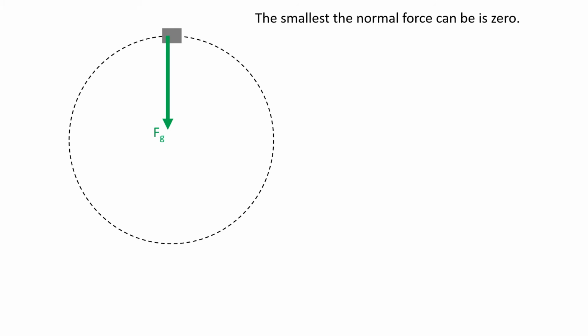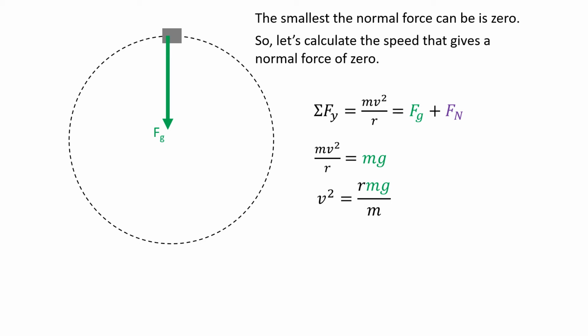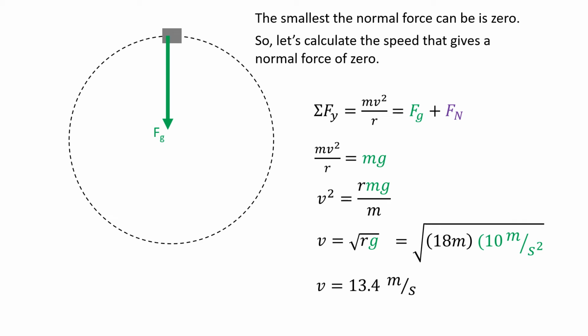So let's investigate further. The smallest the normal force can possibly be is zero. It can't be any smaller than that. So if we take our equation and calculate the speed that would give us a normal force of zero, we can figure out how fast we'd have to be going just to make it through the loop. So take our equation, set the normal force equal to zero. Since I now have m's in every term, I can cancel them out, and I can solve for the velocity. Multiplying both sides by r, taking the square root of everything, and substituting in g and the radius of our loop gives us a speed of 13.4 meters per second.